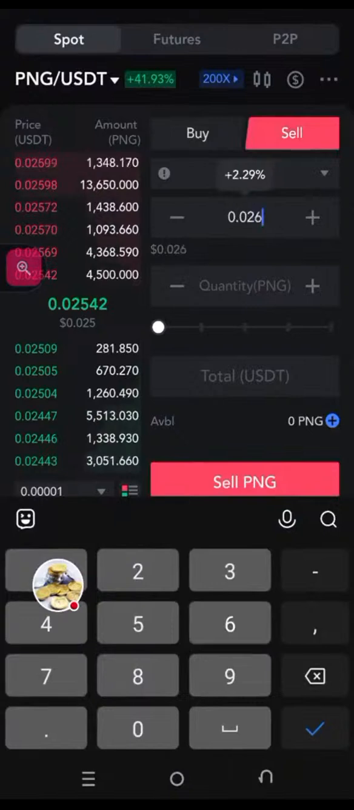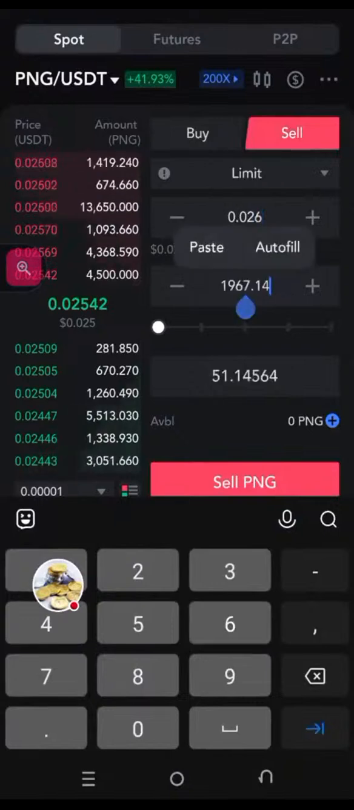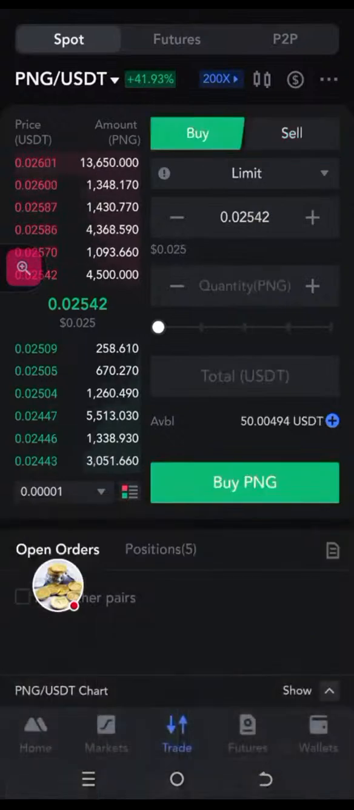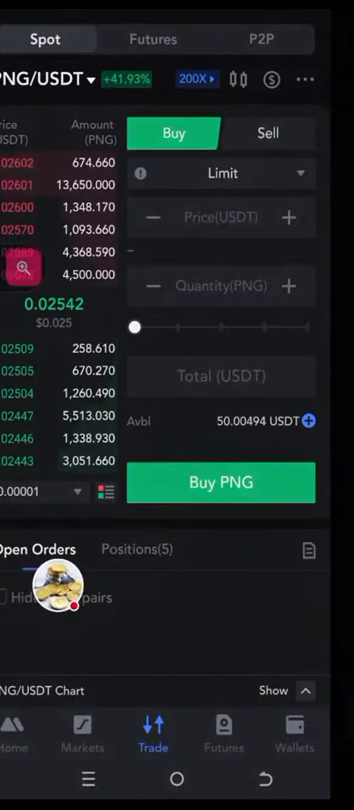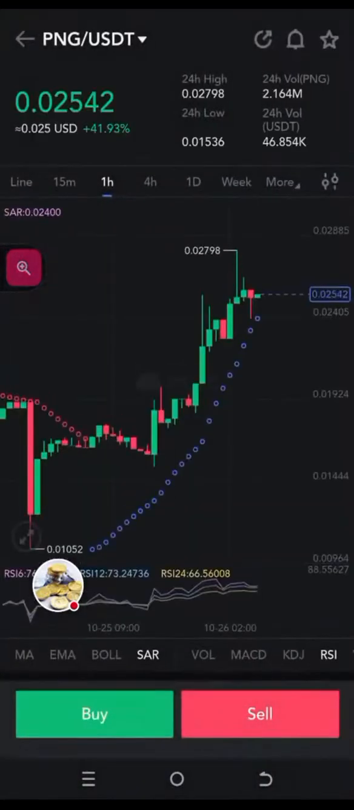Let's see whether that will work for us. And then we'll go with it. Okay, 51.14. That's not bad. So let's go. Let's buy this. It's like it's going up. It is going up. Yeah.